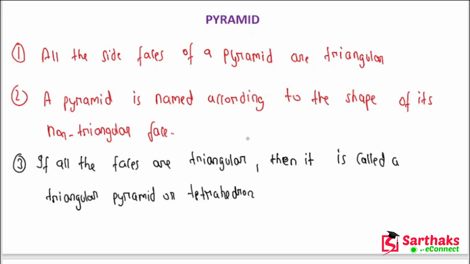Right, so you clearly see that all the side faces of a pyramid are triangular, or a pyramid is named according to the shape of its non-triangular face, and if all the faces are triangular, then it is called a triangular pyramid or tetrahedron. That is, if you find a new base which is a triangle, then the lateral sides are already triangles, so everything would be triangles, and we'll call it a tetrahedron. Okay, so this was all about pyramids. I hope you all understand my point.